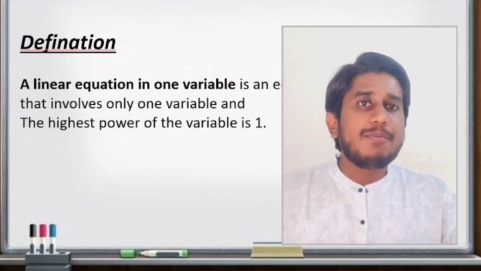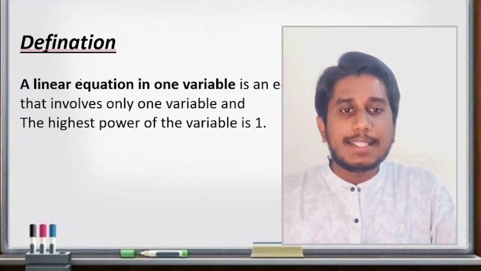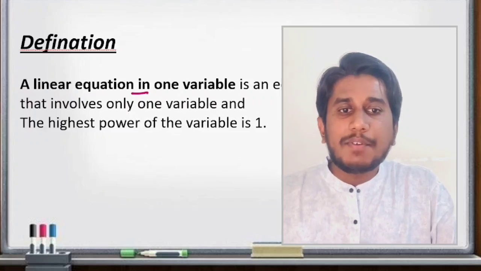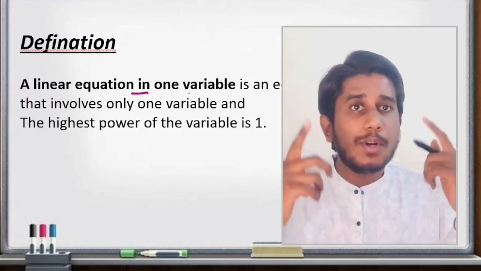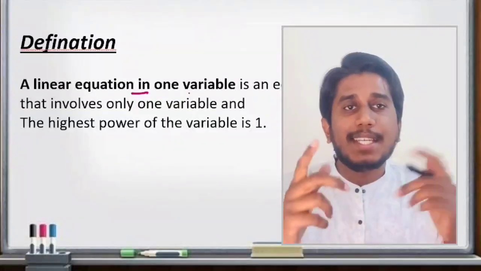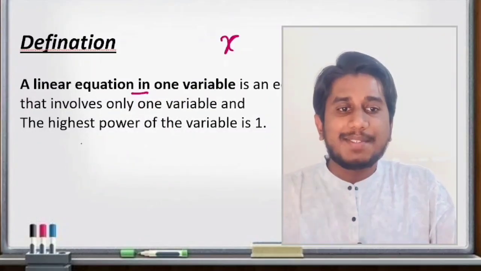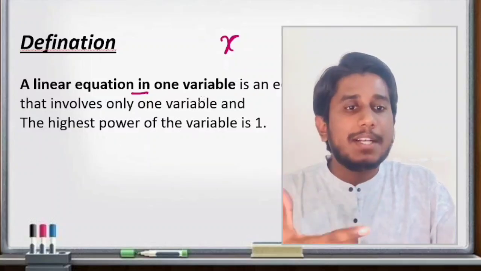Now let us see the definition of a linear equation in one variable. It says a linear equation in one variable is an equation that involves only one variable. What we have just seen has only x as the variable. The highest power of the variable is 1.